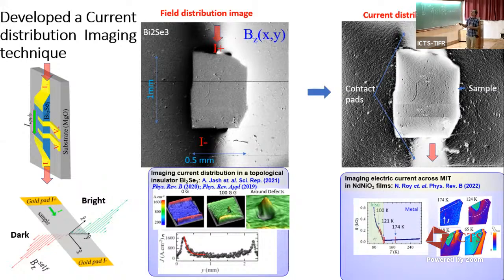This is an inversion. You numerically invert this field distribution image and you can get the current distribution. You will see edge currents on the edges of these topological insulators, the role of defects and so on. With metal insulator transitions, you can identify insulating phases and metallic phases. So this is where we are interested to look at some of these 2D systems.